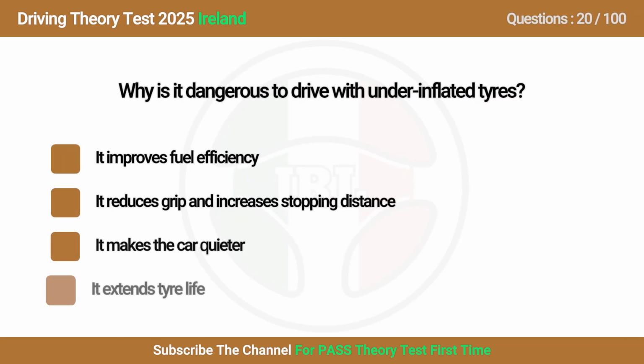Question 20. Why is it dangerous to drive with worn tires? A. It improves fuel efficiency. B. It reduces grip and increases stopping distance. C. It makes the car quieter. D. It extends tire life.